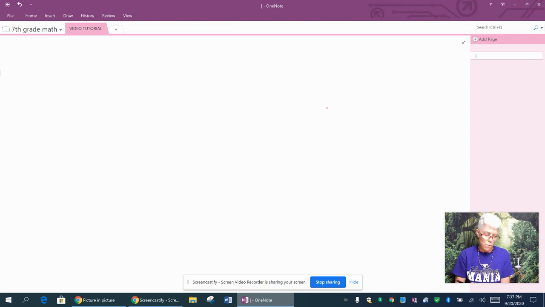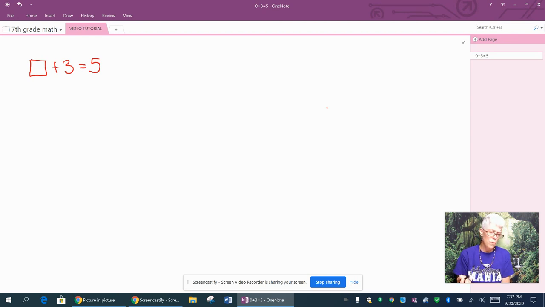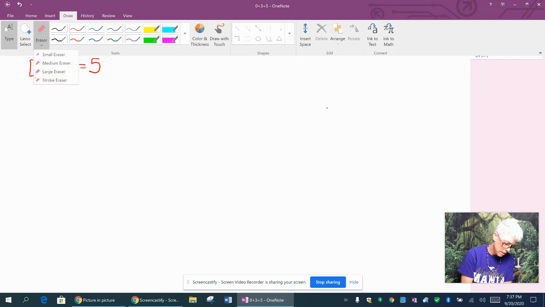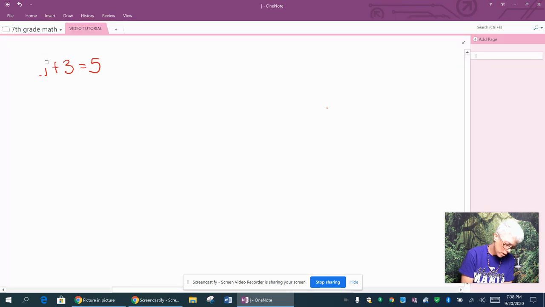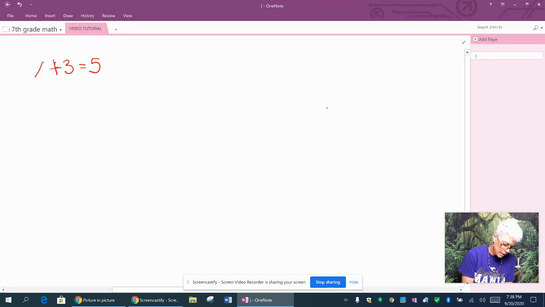When you were in the first grade, your teacher would have something that maybe looked like this: a box plus 3 equals 5, and you had to figure out what was going to be in the box. You probably counted on your fingers and toes. Now we're going to do the same sort of problem, even though you know the answer, and show you how you solve it using algebra. But instead of having a box, we're going to use an X. X is my variable.